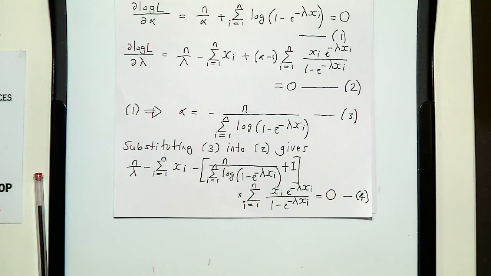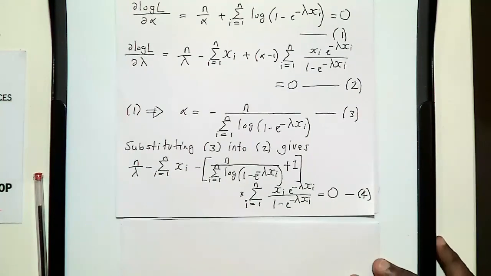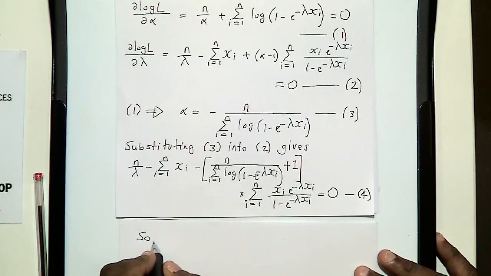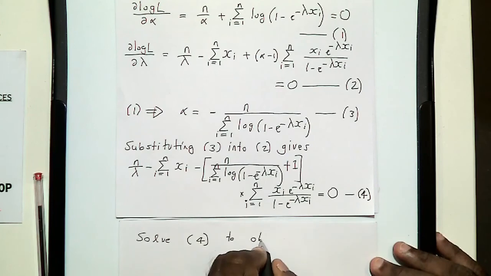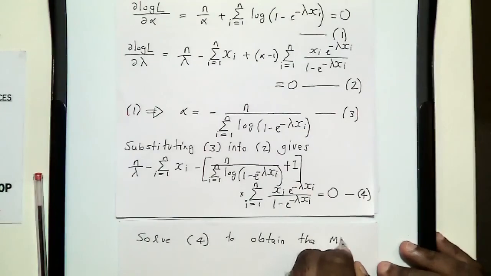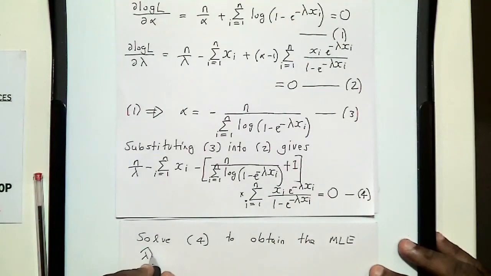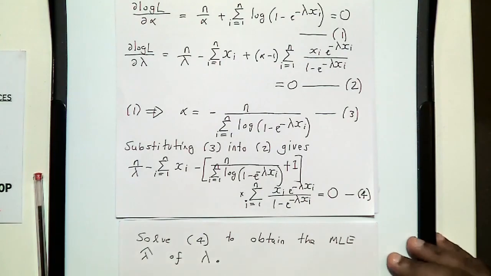So basically you can solve this equation 4 using pretty much any software. There are many, including in R. I'm sure most of you know R. There are many software in R for solving equations that have only one unknown, like equation 4. I'm sure there are other programs also. So solve 4 to obtain the MLE lambda hat of lambda. And it's easy to do that. There are many software for doing it.